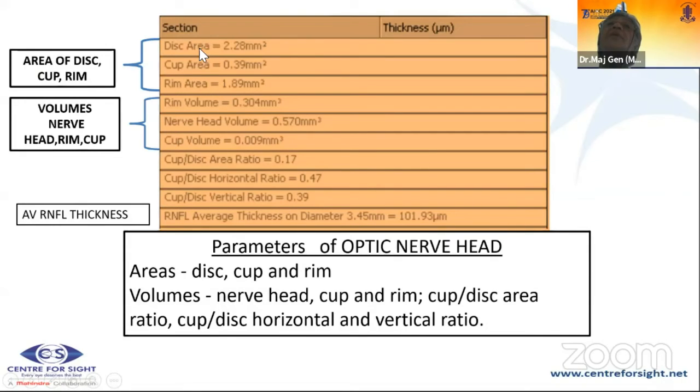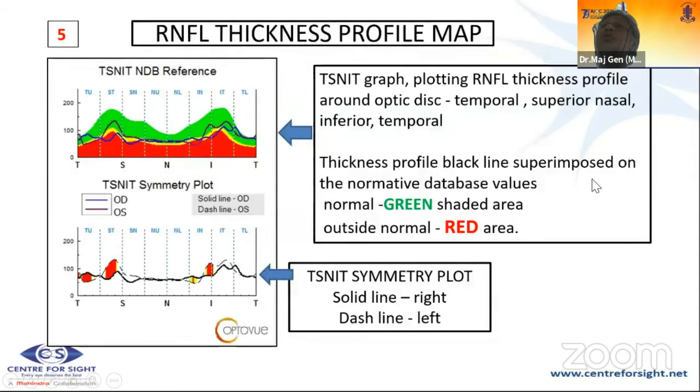The next area that we must have a look at is the optic nerve head parameters. The first one tells us the disc area. Very important, because it will tell us if we are dealing with a large disc, as mentioned by Medha. Then it tells us the cup area and the rim area. Also very important are the volumes, the rim volume and nerve head volume. And what is very important for all of us, which we also determine clinically, is the cup disc ratio. It also tells us the average RNFL thickness, where on a diameter, again, I'm repeating, of 3.45 millimeters, it is 101, which is almost normal.